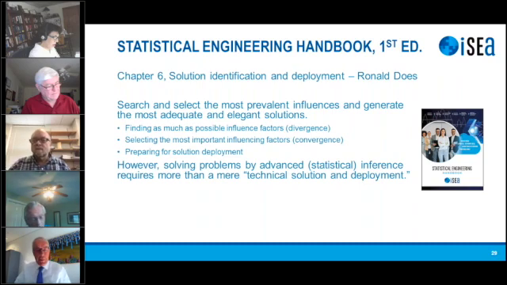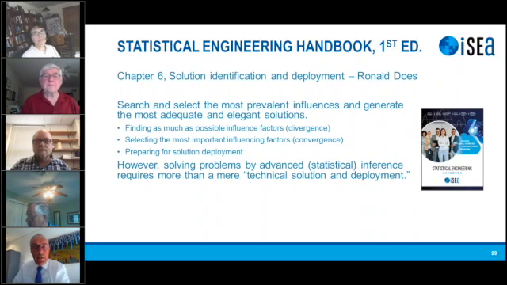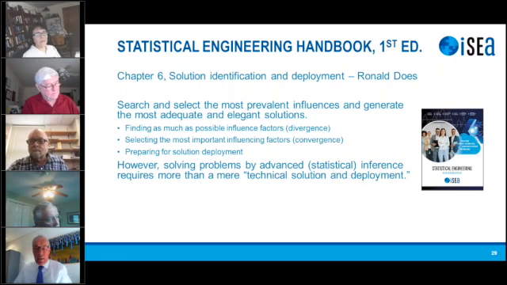Yes, thank you very much, Lynn. When the statistical engineer arrives at chapter 6, the work has almost been done. So the statistical engineer has learned about the problem, and it is now time to search and select the most important influence factors and to generate the best solutions. In chapter 6, we discussed the process of solution identification and deployment as an iterative process. This process is characterized by phases of divergence and convergence.